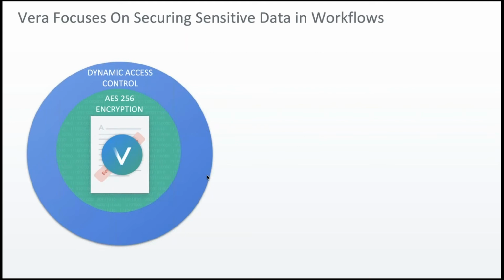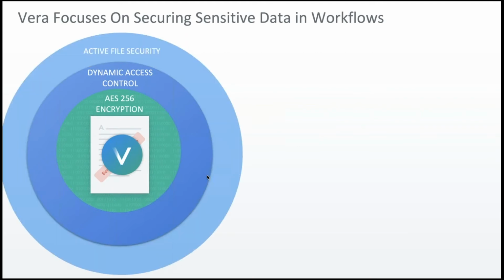And then finally, on top of all that, we do the encryption, we do the access control list, we then layer what Vera refers to as active file security, which is in-use protection. What is the user allowed to do with the file while they have it open? Are they allowed to copy and paste from that file? Are they allowed to print the file? Are they even allowed to edit the file? All of those things can be controlled for those users.